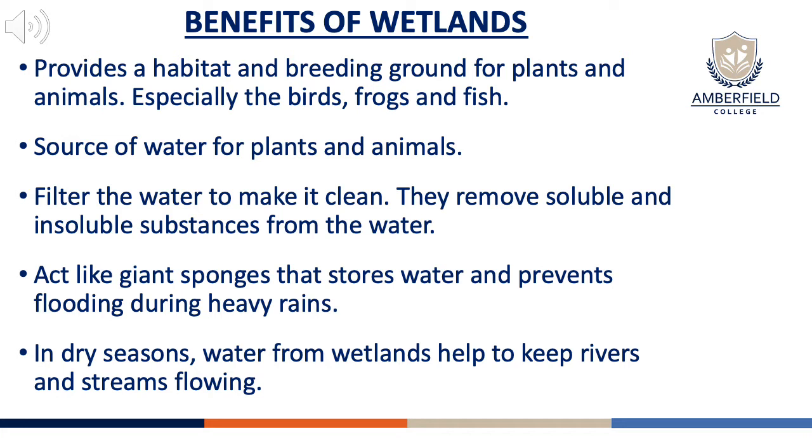Now, a wetland acts like a giant sponge that stores water and prevents flooding during extremely heavy rains. Now just think what happens when it rains. Where does all that water go? Think of when your grass or your garden or at school gets extremely wet, the water disappears. But now we know it doesn't just disappear. Now in the dry seasons, water from wetlands helps to keep the rivers and streams flowing.